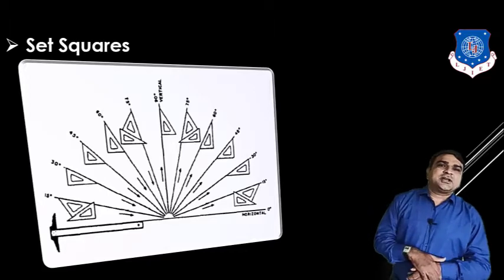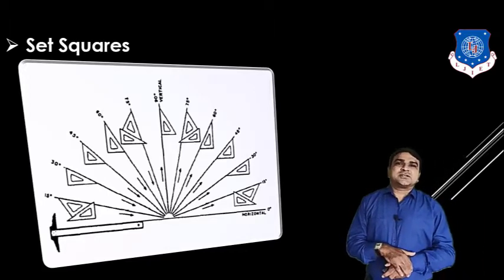Here in this picture you can see how to use set squares for different angles in multiples of 15 degree.